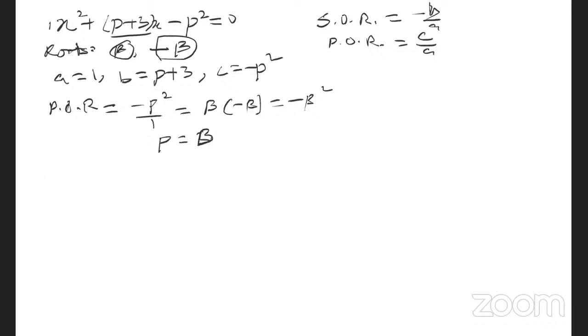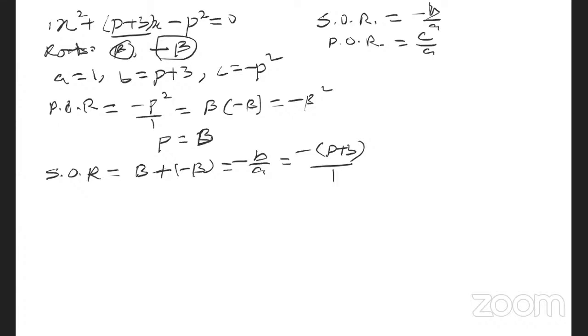Sum of roots equals beta plus negative beta, which equals minus b over a, which is minus (b plus 3) over 1. Beta plus negative beta is 0. So it's negative b minus 3. Can you open the bracket? So what is p?